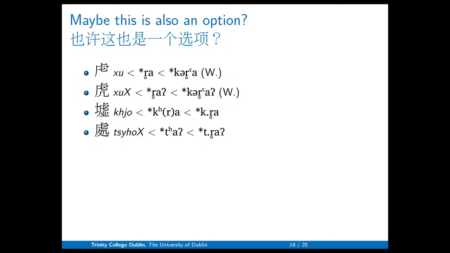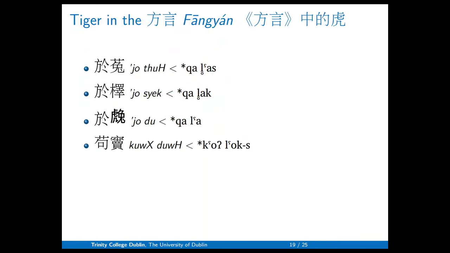I could stop here and just say this is what I propose to reconstruct. But I keep talking anyhow. Let's look at words for tiger in the Fangyan. You know the Fangyan? I am always confused, because fangyan is just the normal Chinese word for dialect, but it's also the name of a book from the Han Dynasty. So I'm talking about the book from the Han Dynasty. In this book called the Fangyan, we look for Hu, and these are the four possible words for tiger that occur in the Fangyan.